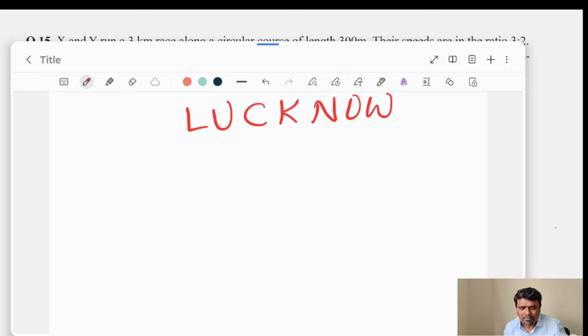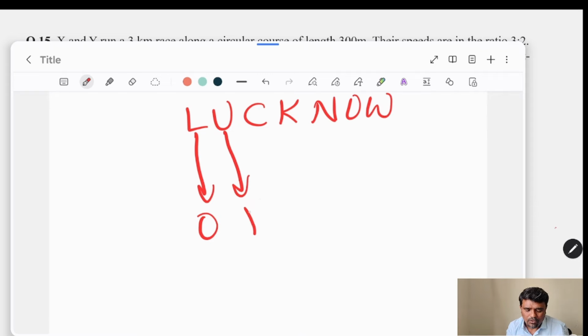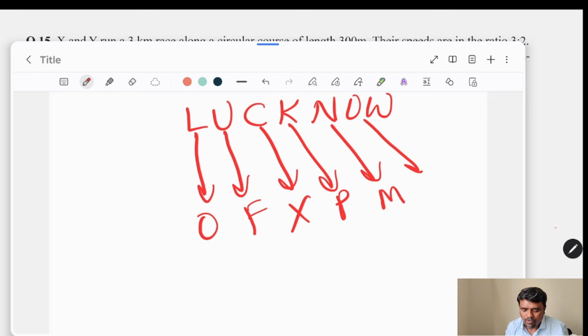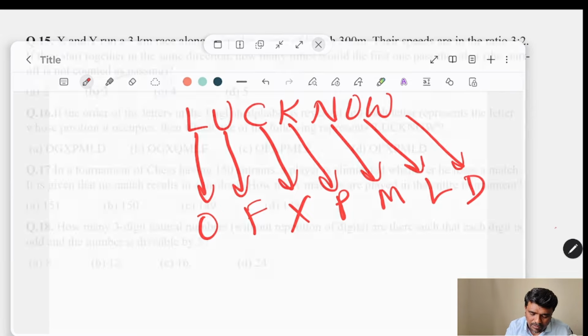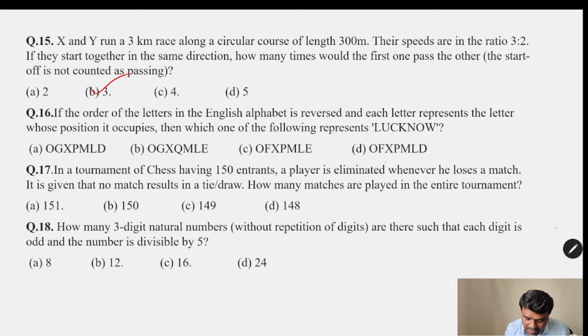I will discuss that later, but here I want to use directly L with O, U with F, C with X, K with P, N with M, O with L. See, already L with O means O with L, W with D. That's my answer: OFX PMLD. Okay, a simple, easy question this is.